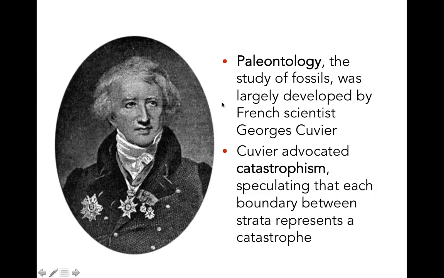So paleontology, the study of fossils, was developed by this person here. This is Georges Cuvier, who was one of the first paleontologists. Cuvier noticed that a lot of these fossilized organisms were not like modern living organisms. And he proposed that the reason for this is because of catastrophism, that there were catastrophic events that would create boundaries between different strata.